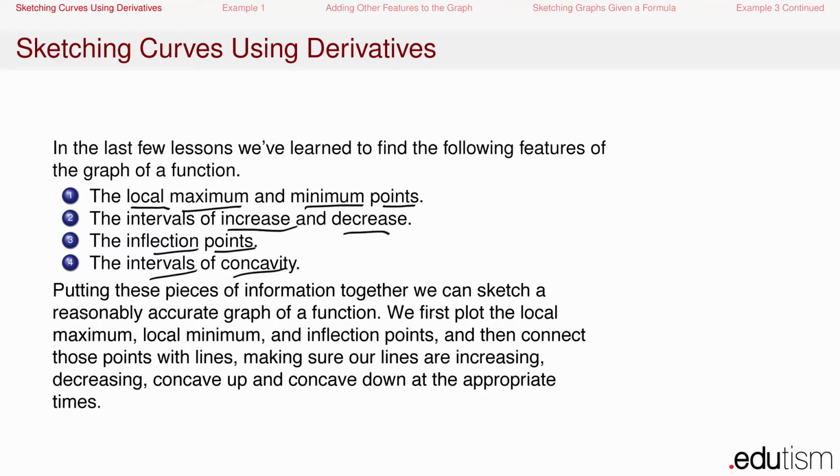What we're going to do is put these pieces of information together and use them to sketch a reasonably accurate graph of a function. The first step is we're going to plot all the points we found. We're going to plot the local maximum, local minimum, and inflection points. Then we're going to connect those points with curved lines. We're going to make sure that our lines are increasing when they're supposed to be, decreasing when they're supposed to be, concave up when they're supposed to be, and concave down when they're supposed to be.